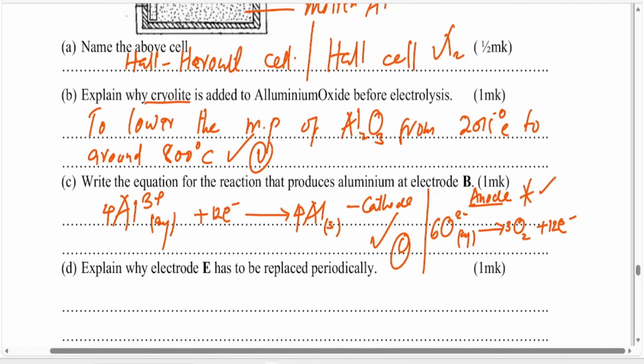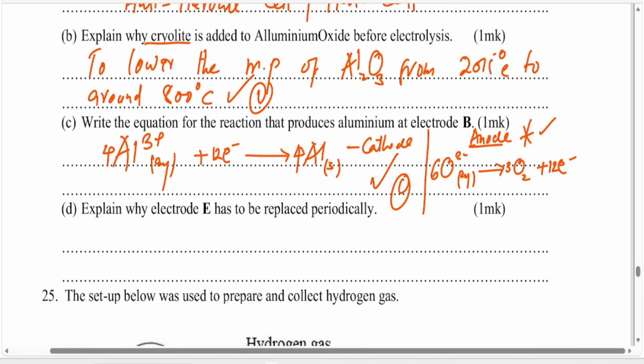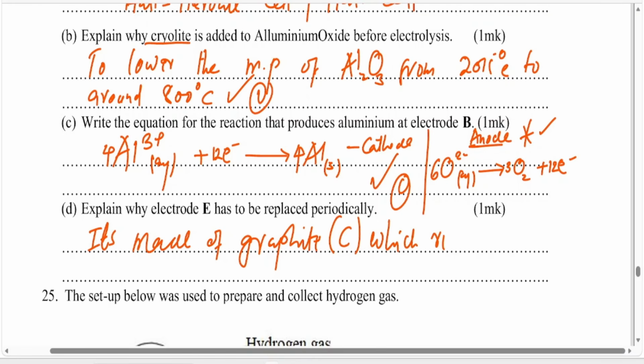So we say it's made of graphite, which is carbon, which reacts with oxygen discharged at the anode to form carbon dioxide.